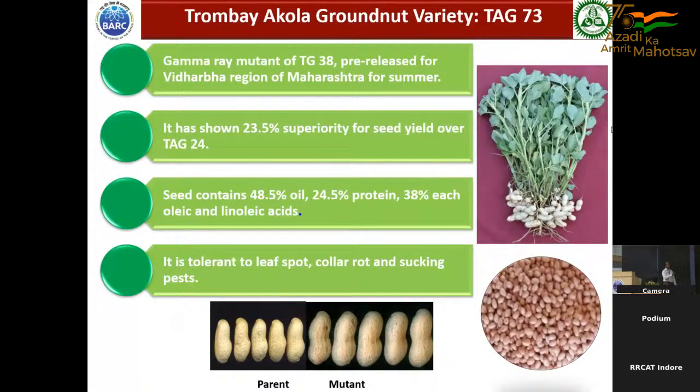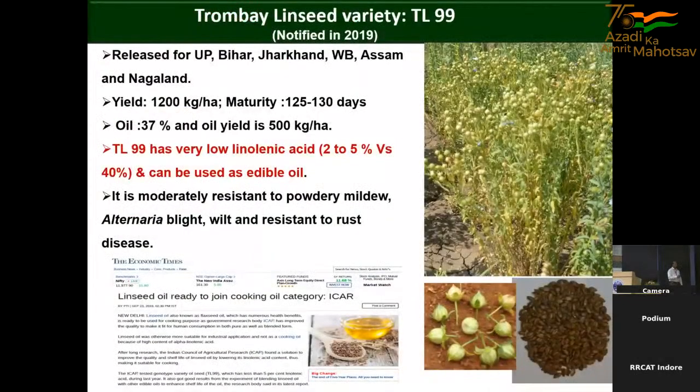And this is our new variety, TAG, Trombay groundnut 73, which is having high yield. It is having 23% higher yield over the existing variety, and also having very good oil content. Okay, so this is a very good unique example of our mutation breeding achievement.